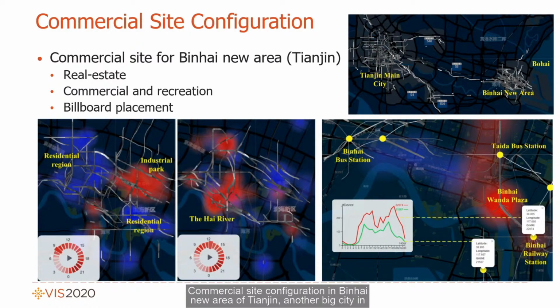Commercial site configuration in Binhai New Area of Tianjin, another big city in China. At 8 a.m. of a typical weekday, major movements head to the industrial park, as shown by the red hotspot in the bottom left figure. People commute here for work.